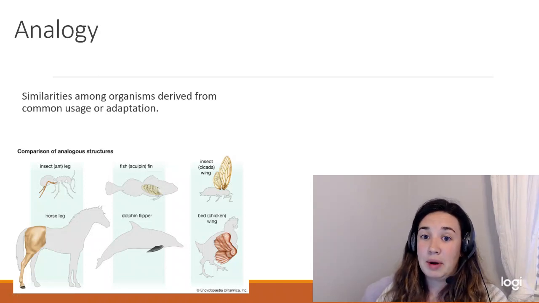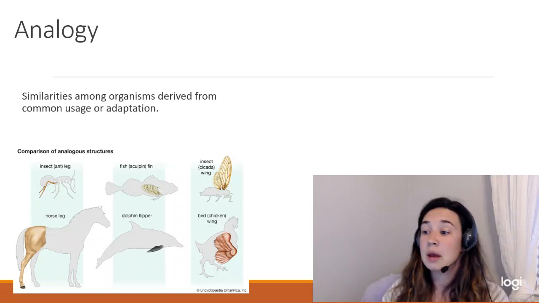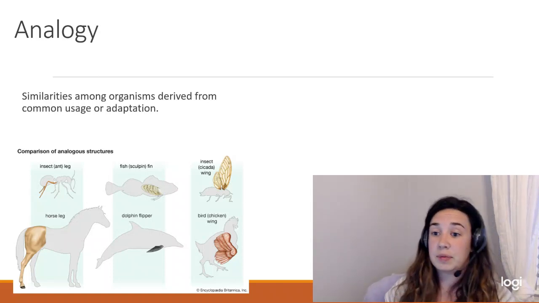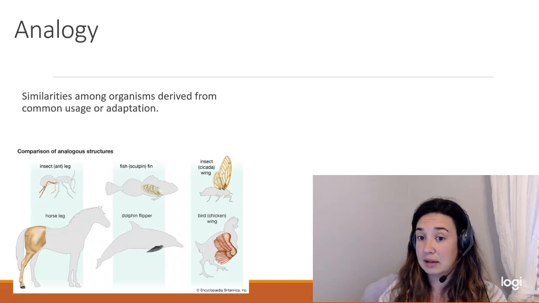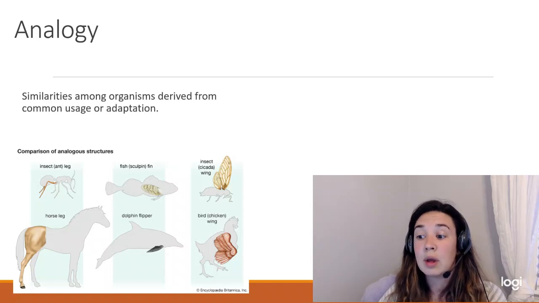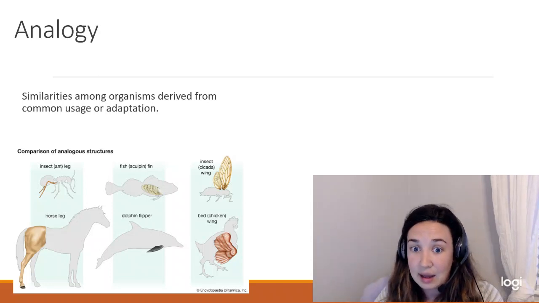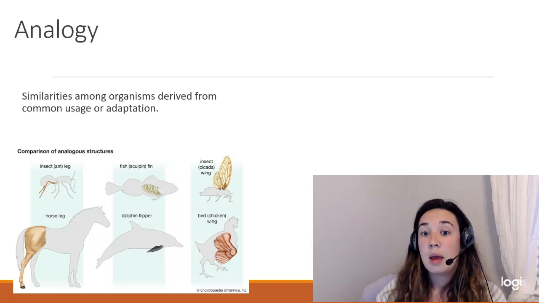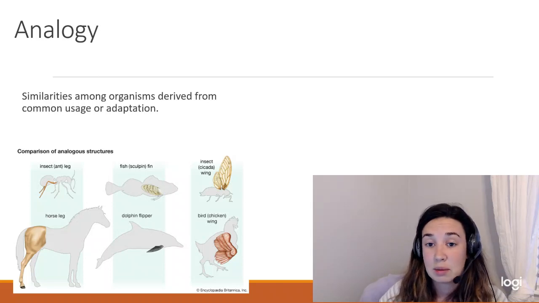So if you remember our analogous traits, these are similarities among organisms that are derived from common usage or adaptation. These are the features or characteristics that evolved separately and do not share a common ancestor. In this specific case, we have insects. Maybe you have an ant leg and also a horse leg. Obviously, they don't have the same common ancestor, but they are analogous structures. They are similar, used for similar function, similar form.